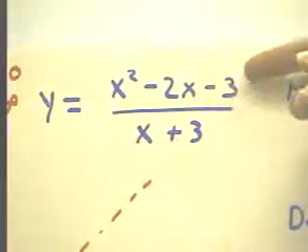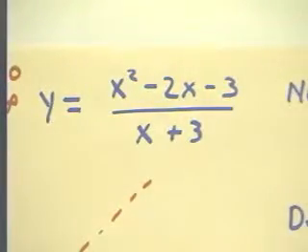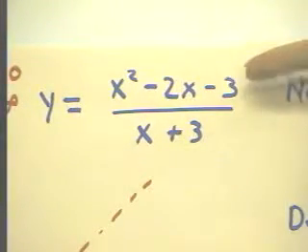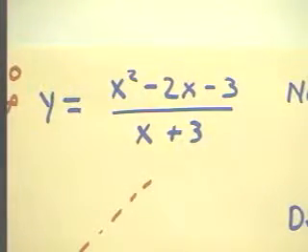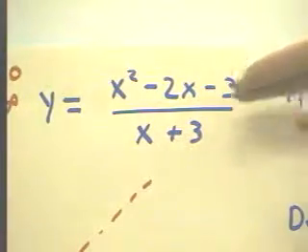Next, let's consider the function y equals (x squared minus 2x minus 3) over (x plus 3). Now this is a rational function. We have a polynomial on top and a polynomial on the bottom, and that's what we usually define as a rational function.